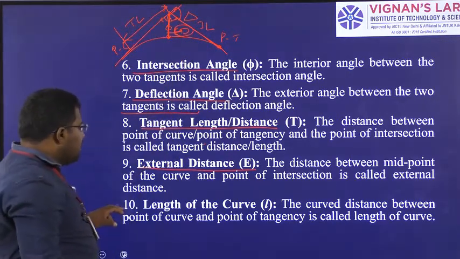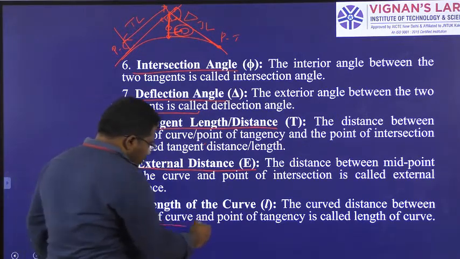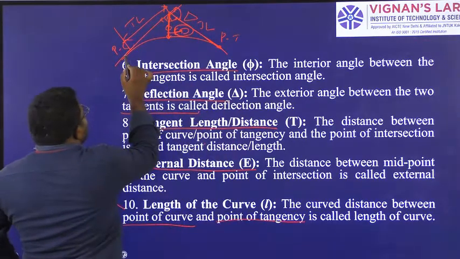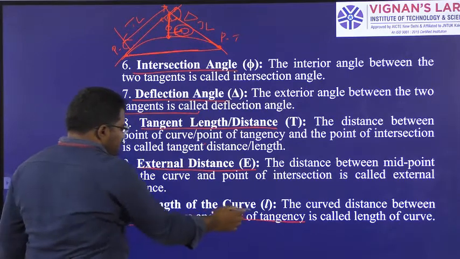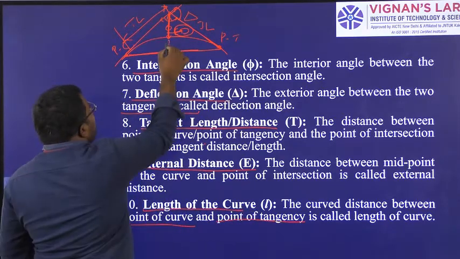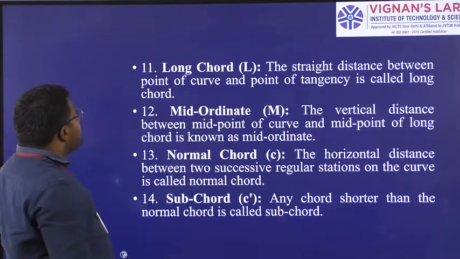Okay. Next, length of the curve, right? The curve distance between the point of curve and the point of tangency. So here to here, whatever distance is there along the curve, this is called the length of the curve, small l. Length of the curve, small l.